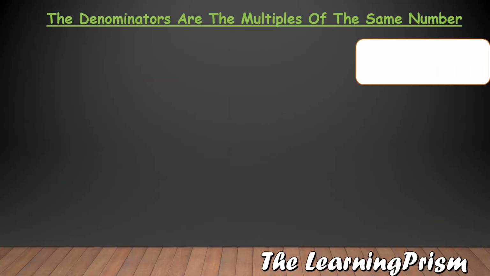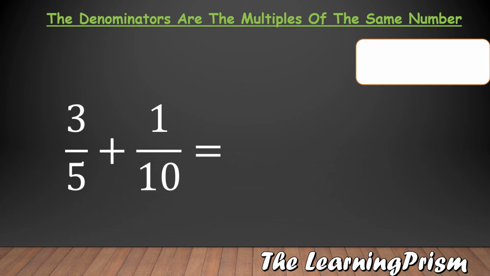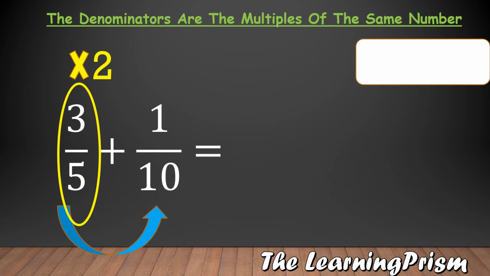Now let's see some examples where the denominators are multiples of the same number. So here we have 3/5 plus 1/10. We can see 5 and 10 are multiples of the same number. And when we work with fractions where the denominators are multiples of the same number, we only multiply one of the fractions. I would advise you to take the fraction with the smaller denominator to make your work easier. So here 5 is smaller, so I will multiply 3/5 by 2, which will make 5 a 10.